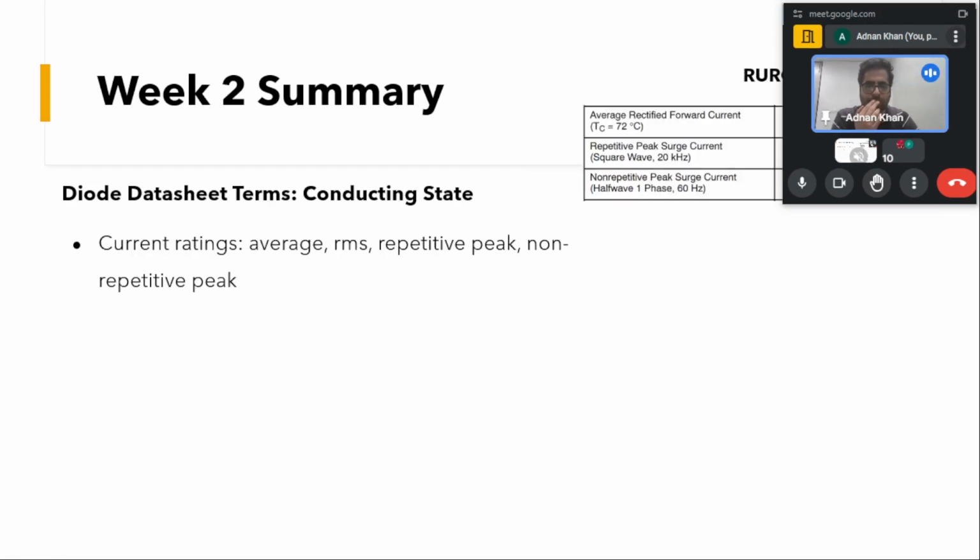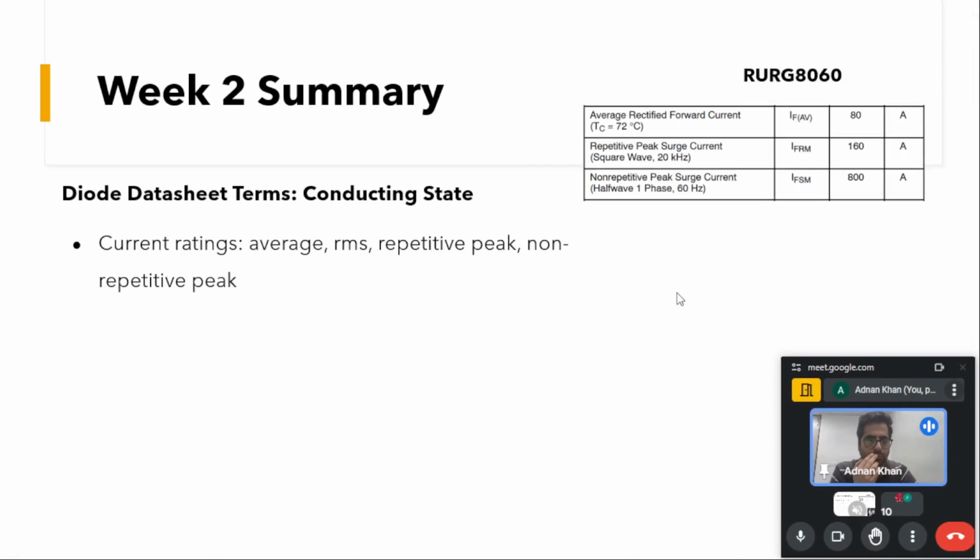This was about the reverse blocking state. Now we can see the conducting state of the diode. In the forward conducting state, we have the amount of current that our device is able to carry. We have some average current that it can carry. Then we can have some peak current that can flow through our device in a repetitive fashion, not in a continuous way.